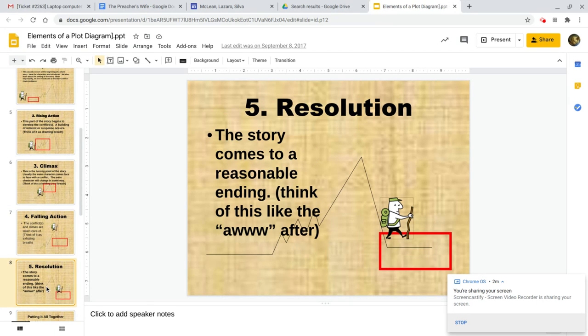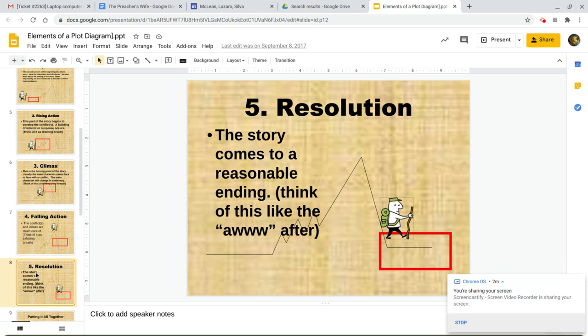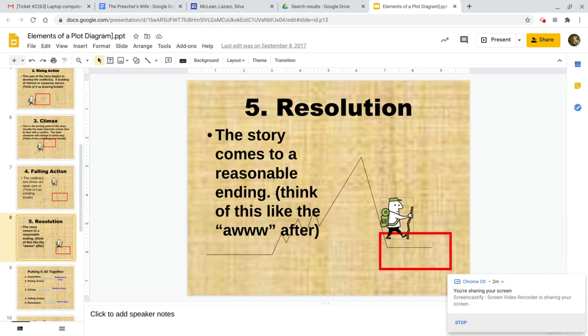Last part is the resolution. So the story comes to a reasonable ending. Think about it like the "ah" at the end, or the bow after you're done wrapping the present. Right? It's almost like putting the rubber band back in the box after you've stretched it and then unstretched it, and you're all set with it.